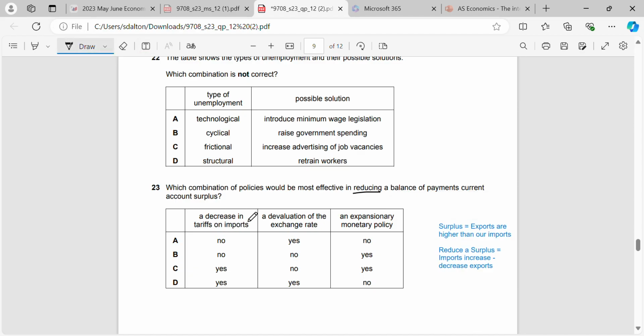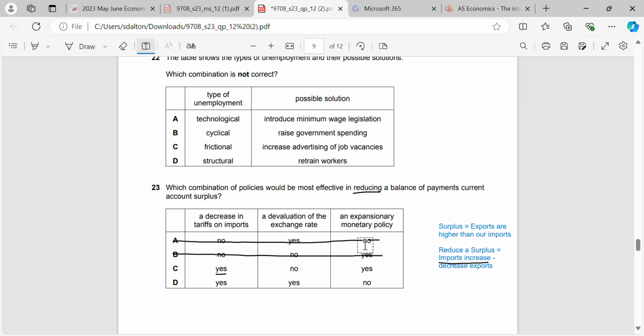Okay, so we just take it one by one. Would we have a decrease in tariffs on imports? Yes, we would, because that would allow us to import more, which is what we're trying to achieve, right? So we're saying that we want to reduce the surplus, we want imports to increase. So yes.